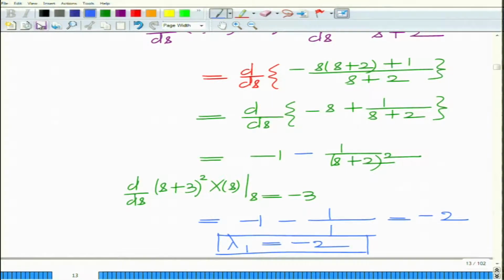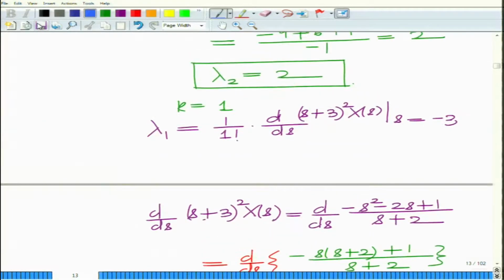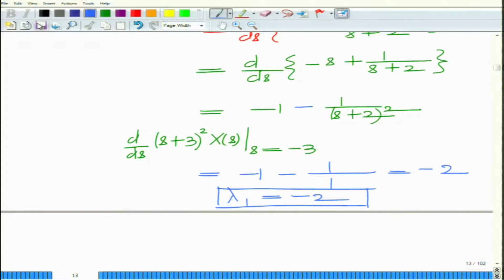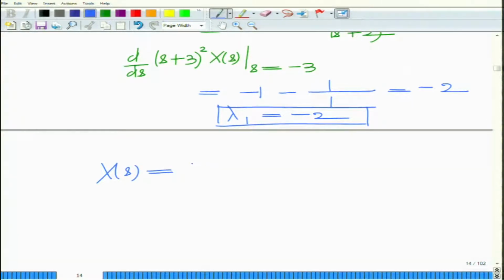So, we have shown basically that we have evaluated the coefficient lambda 2 as 2, lambda 2 the coefficient corresponding to (s + 3)^2 is 2, and lambda 1 the coefficient corresponding to s + 3 is minus 2. And therefore, the partial fraction expansion of X(s) can now be written as C1 over s + 2, but C1 has been shown to be 1. So, 1 over s + 2 minus 2 over s + 3 plus 2 over (s + 3)^2.